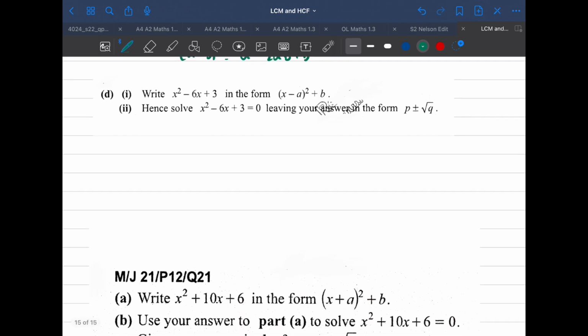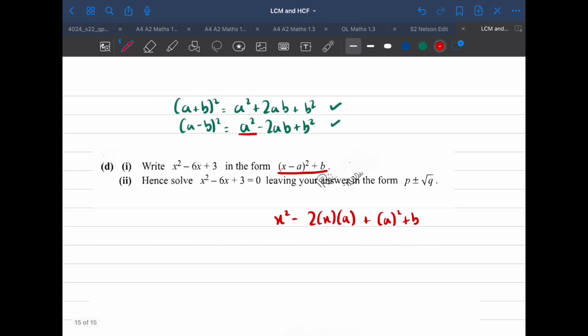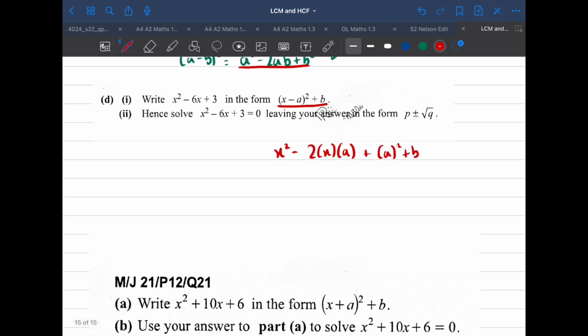Now let me teach you an easy method. In the easy method, I expand this. So (x minus a) whole square will become x square minus 2 into x into a plus a square, plus b, based on which identity? This one, right? Is equivalent to what? x square minus 6x plus 3. Now compare. What's written here with x square? x square. And here also it's x square. It's not a problem.